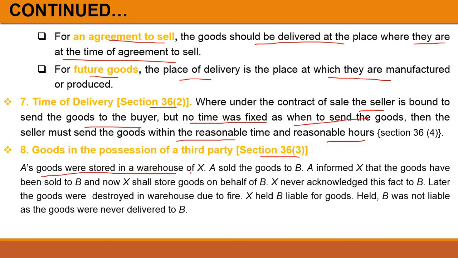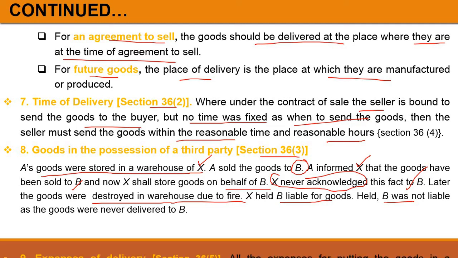A's goods were stored in the warehouse of X. A sold these goods to B. A informed X that the goods have now been sold to B. Now X shall store the goods on behalf of B. But X never acknowledged this fact to B, that the goods now belong to you. So later the goods were destroyed in the warehouse due to fire. X held B liable for the loss, but B was not liable as the same was not acknowledged. So the delivery which has been made to a person, although the goods are lying there only, has to be acknowledged that from today onwards the goods will belong to you.